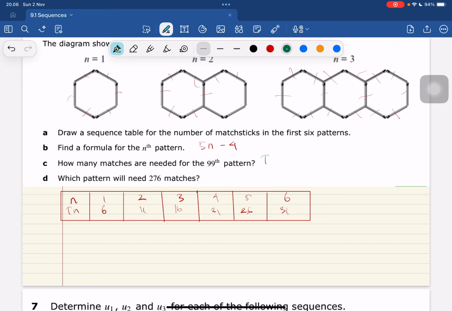So T99 is going to be 5 times 99, we minus 4. So this will give us the answer of 496. Which pattern will need 276 matches? So we can make it 5n minus 4 equal to 276. So 5n equal to 280. So n equal to 280 divided by 5, which is 55. So we need the 55th term. Okay, there it is.